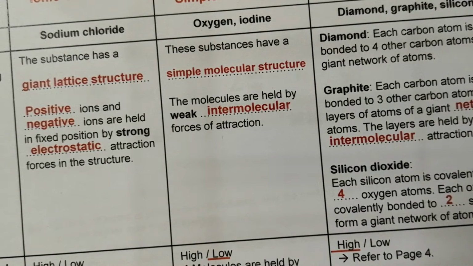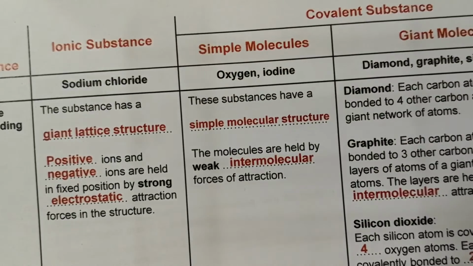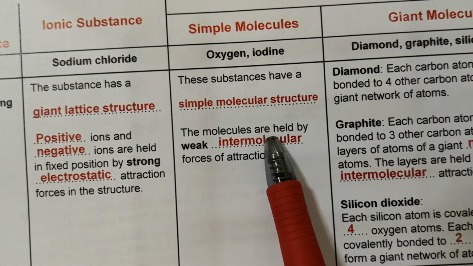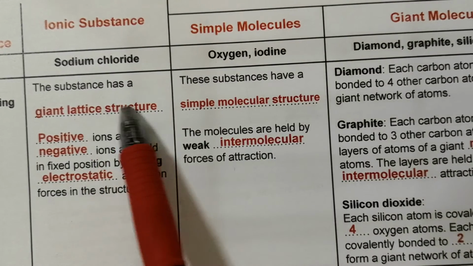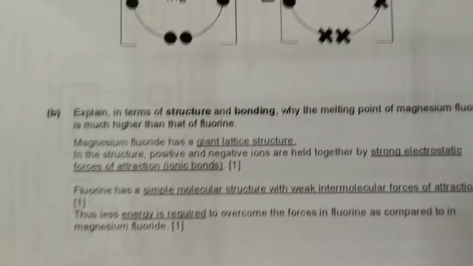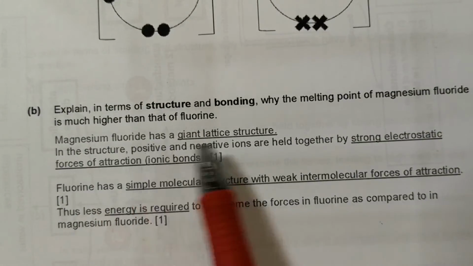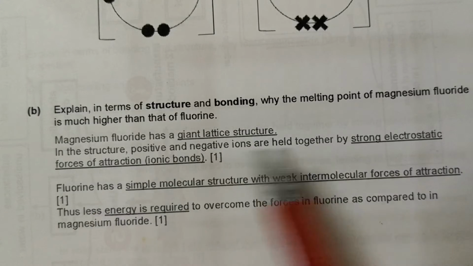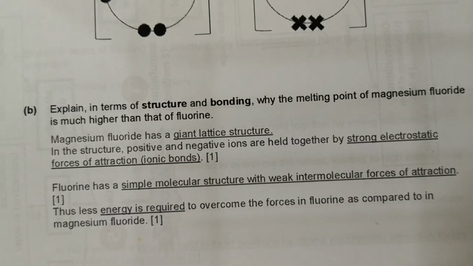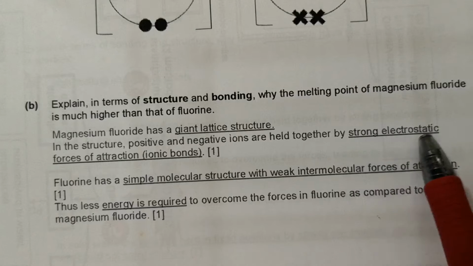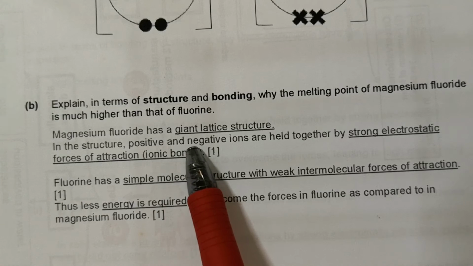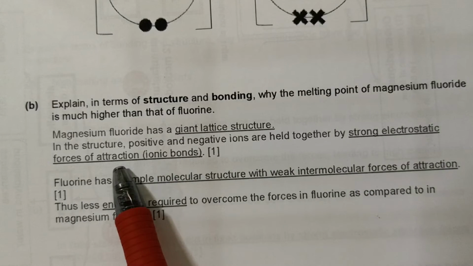In this question, it's talking about magnesium fluoride, which is an ionic substance, and also fluorine gas, which is a covalent substance. The question asks in terms of structure and bonding, so you must have the 4 key points. Let's talk about magnesium fluoride first. It has a giant lattice structure. In the structure, positive and negative ions are held together by strong electrostatic attraction forces. This is also known as ionic bond, but you don't need to write ionic bond. Just write they are held by strong electrostatic attraction forces.